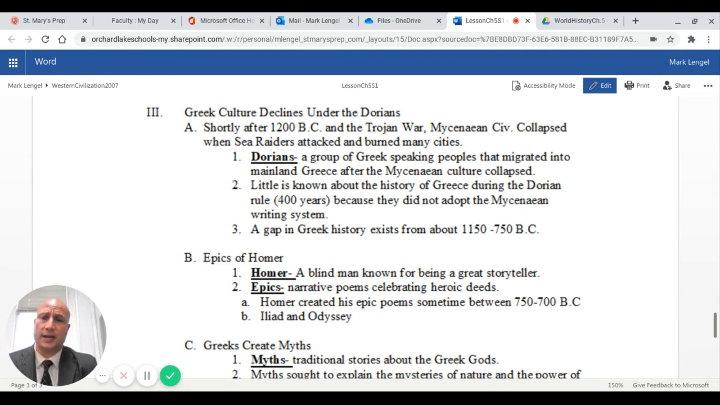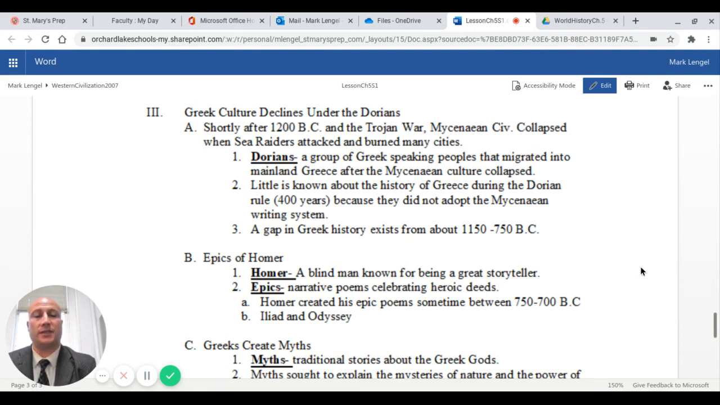Homer was actually a blind man who was known throughout Greece and other parts of Europe and Asia as being a great storyteller. Epics are narrative poems, so stories in poetic form that celebrate heroic deeds. Homer created his epic poems sometime between 750 and 700 BC, so around those 50 years. His 2 most famous works you have probably heard of. Hopefully you'll study them in your English class or your world literature class: the Iliad and the Odyssey.